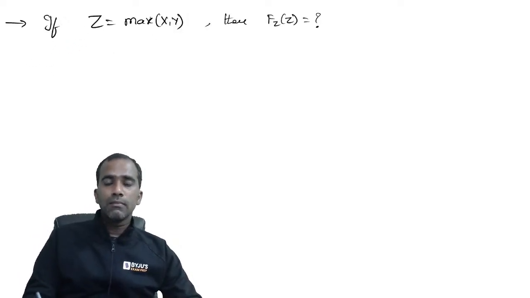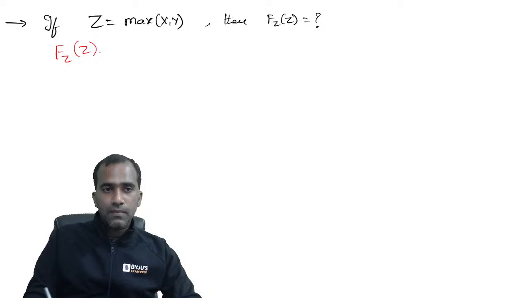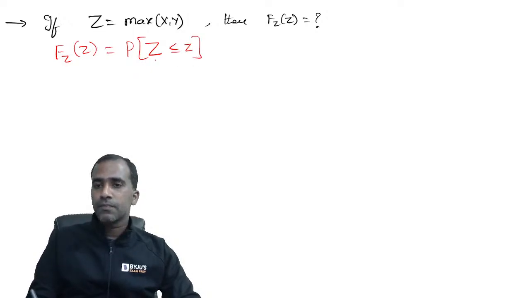So z equal to maximum of x comma y. f z of z is what we want, which means we are interested in the accumulated probability till z. The meaning of this is probability of z less than or equal to small z. If z naught is here, it will be z naught here.